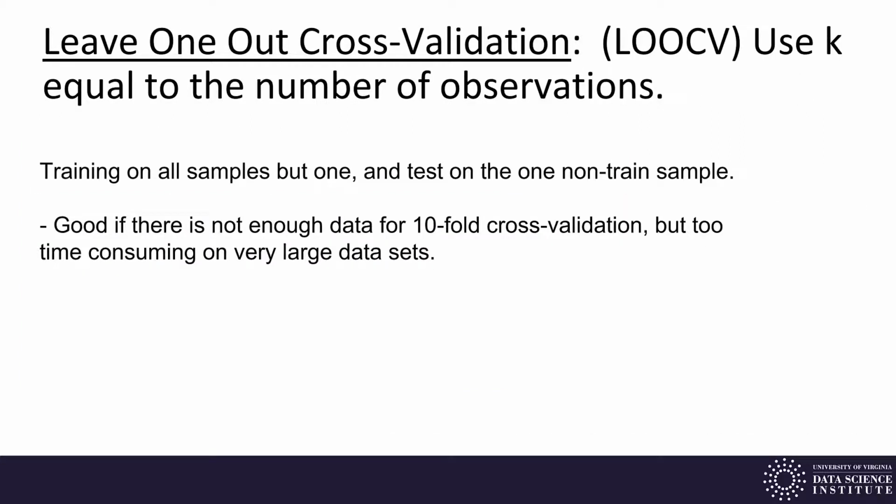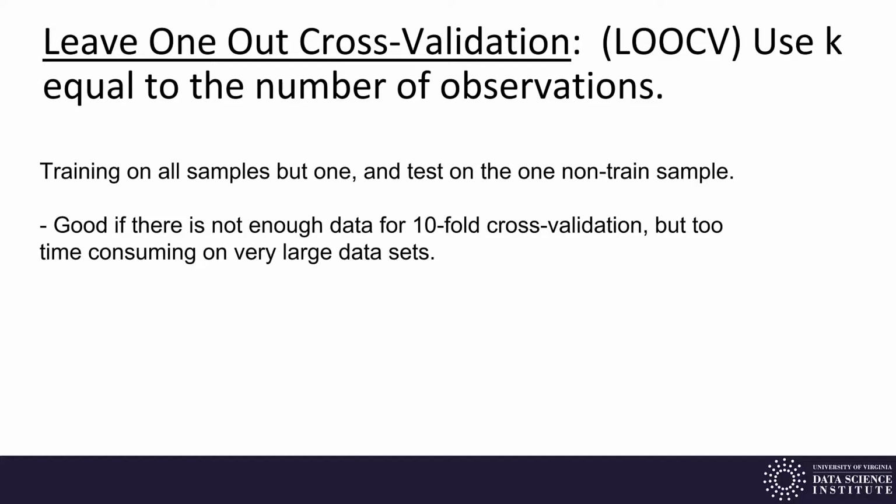There's another form of cross-validation that comes up called leave one out cross-validation, or LOOCV for short. In this cross-validation, we use k equal to the number of observations. So really what we're doing is we set aside one observation for our test data, we train on everything else, and then we test on that one observation that we set aside. And then we run through this using every observation once as the test data set.